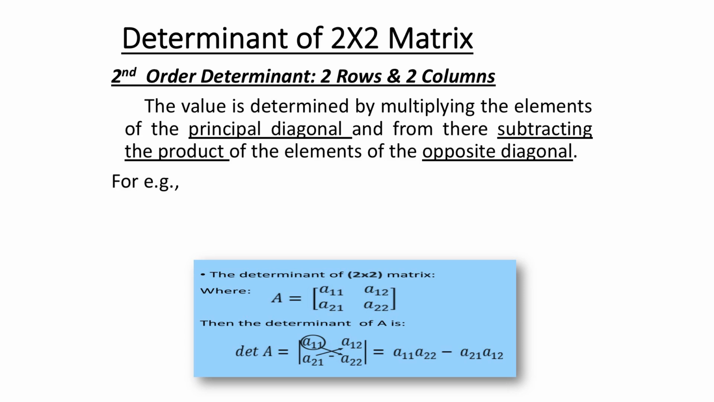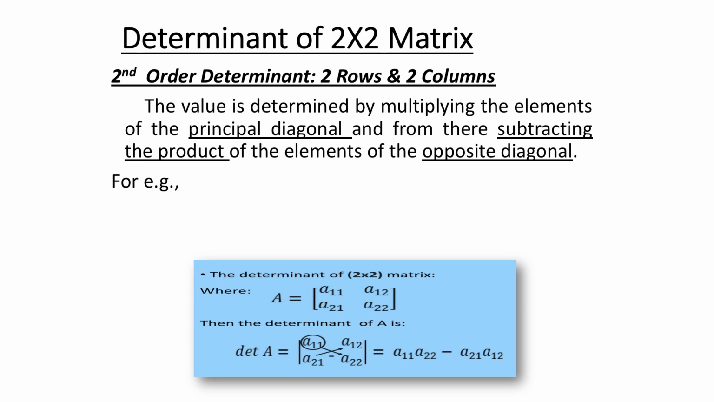Now let us go to the next slide. It is to find out the determinant of a matrix of order 2. Order 2 means there are 2 rows and 2 columns, right. So how many elements are there? There are 4 elements. Now the value is determined by multiplying the elements of the principal diagonal and from there subtracting the product of the elements of the opposite diagonal.